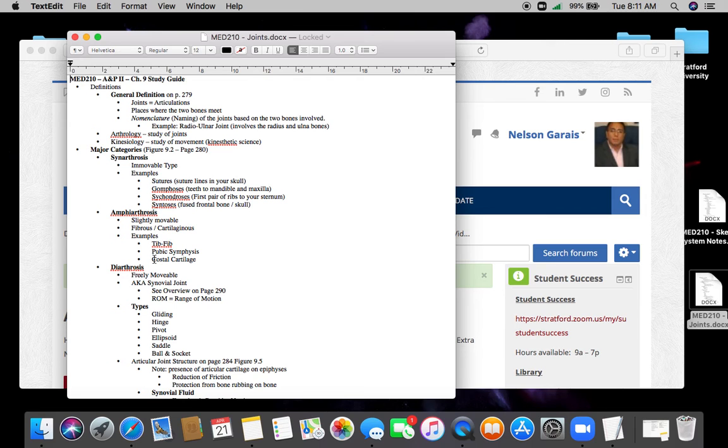And here are the three main categories of joints. So you have ones that are totally not movable or immovable. That's your synarthrosis. Syn means the same. So the joint, the bone on the left and the bone on the right, or the bone above and the bone below, will not move. And here are some examples. And the classic is the suture lines in your skull.